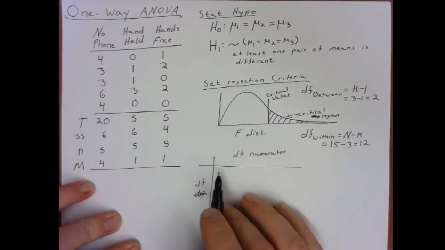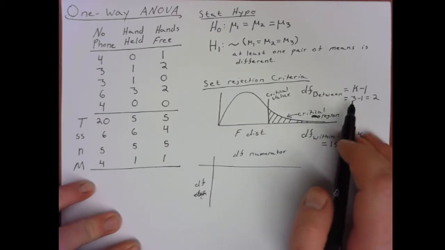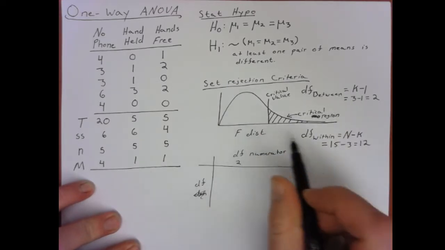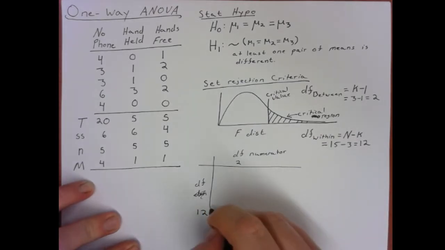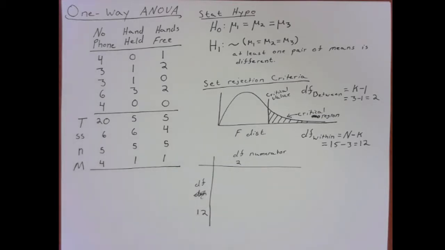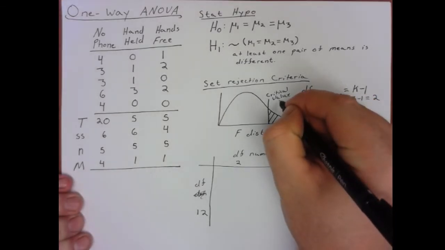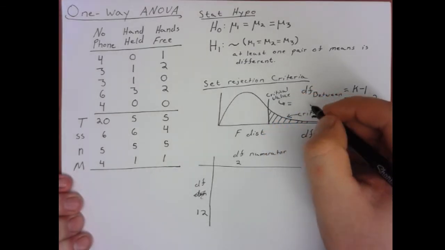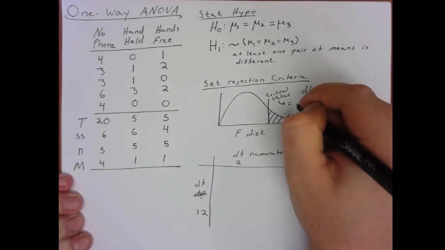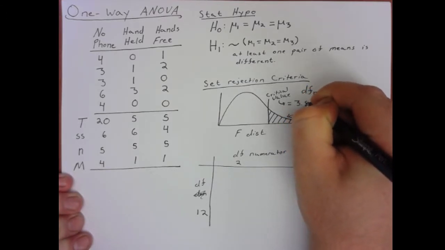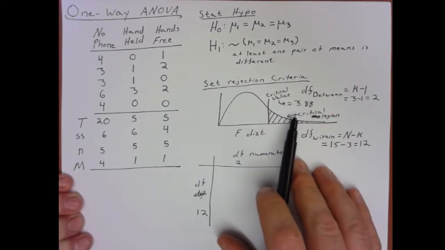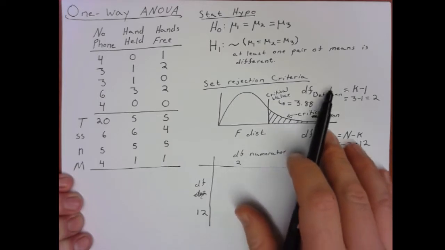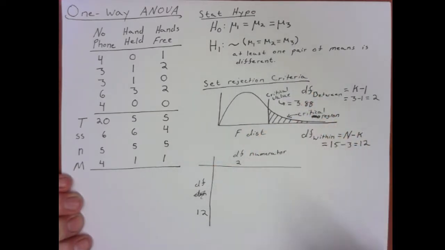And then you would have this table. Now, if we did this, our degrees of freedom in the numerator would be our df between, which would be 2, and then 12. Now, in this case, that value is going to be equal to 3.88. So if we get an observed test statistic greater than 3.88, it'll fall in this critical region, and that's when we'll actually reject our null hypothesis.